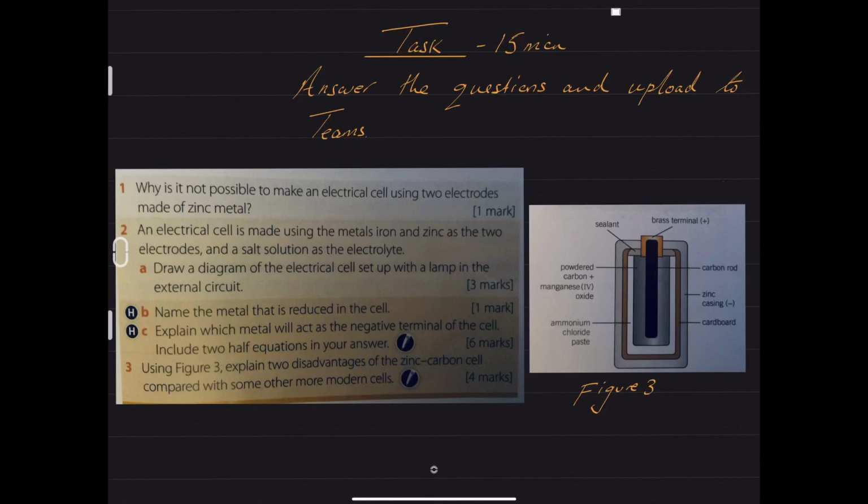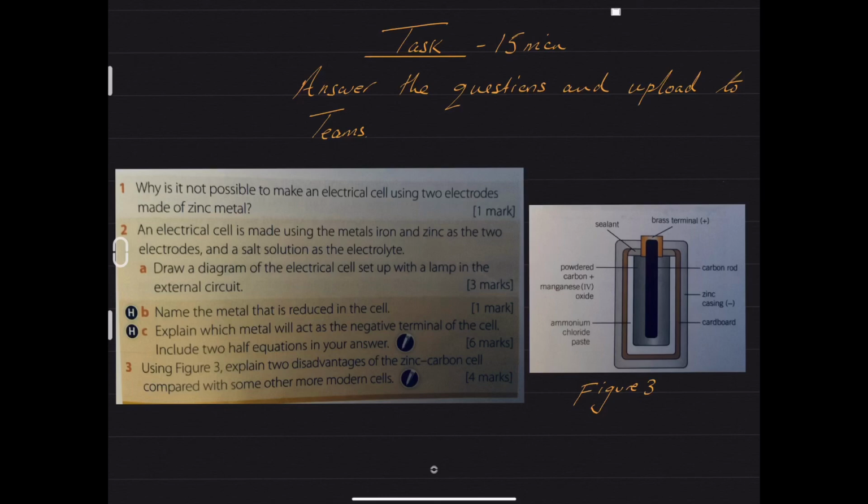Question 2, an electrical cell is made using the metals iron and zinc as the 2 electrodes and a salt solution as the electrolyte. You're going to draw a diagram of the electrical cell setup with a lamp in the external circuit. So what does it mean by external circuit? Where would you put the lamp if you were to put it in an external circuit when we're talking about an electrical cell which is being made?